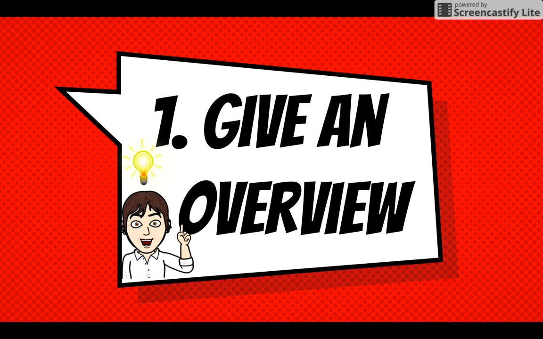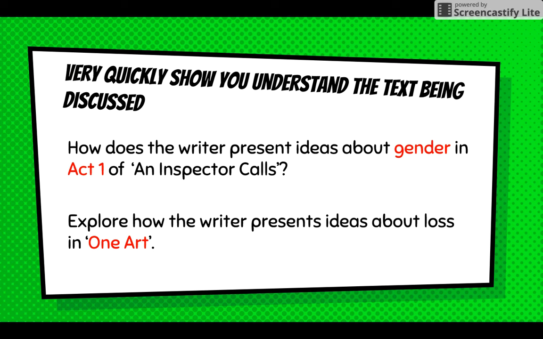Okay, so the first thing I think you should do is give a brief overview. When I say give a brief overview, I mean of the text that's being studied. So for example, in our Inspector Calls question, we're being asked to focus on Act 1. Now, what I don't want you to do is write a whole summary of Act 1, but try and link the idea of gender and why that is important to Act 1 in your summary.